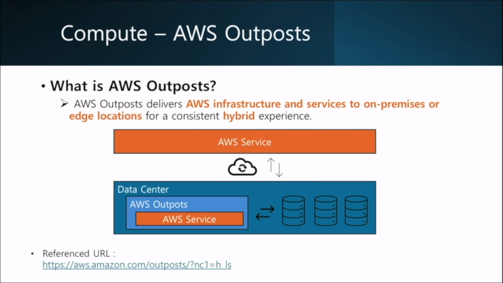Now in the following, compute AWS Outposts. Now what is AWS Outposts? Well, AWS Outposts delivers AWS infrastructure and services to on-premises or edge locations for a consistent hybrid experience. Based on the graphic, you can see that the cloud between AWS service and data center are interchanging. Within the data center, you can see how AWS Outposts are scaling out as AWS service is scaling in. You can see how those two things are interchanging.